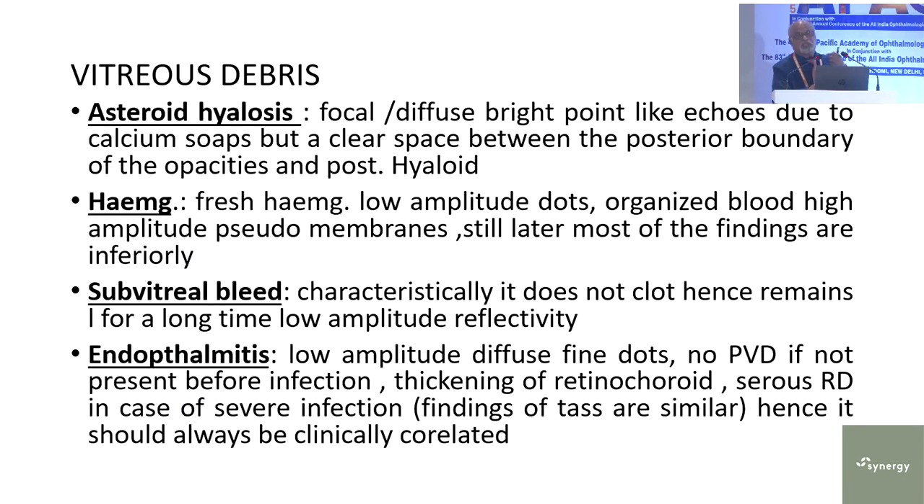So to start the examples, first we have to see the vitreous debris. The vitreous debris could be of 4 types. One, it can be asteroid hyalosis, the degeneration. Then it can be a hemorrhage, it could be a subretinal bleed, or it can be endophthalmitis. And you will find that all of them give you a different type of echo.